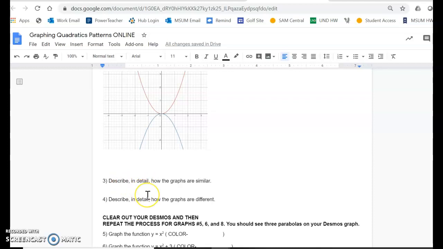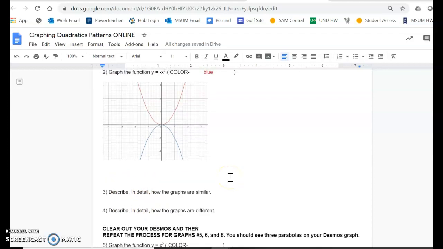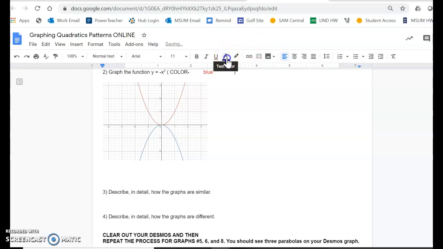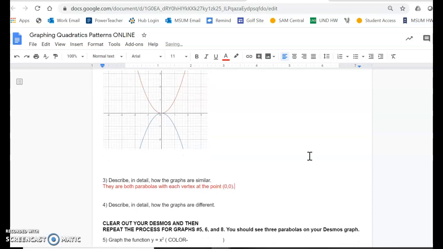So for question 3, it says describe in detail how the graphs are similar. If we just do this part together, I might say, well, they are both parabolas with each vertex at the point 0, 0. Perfect.